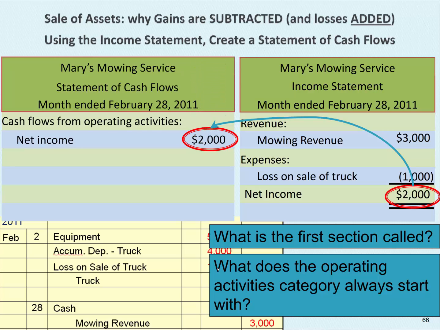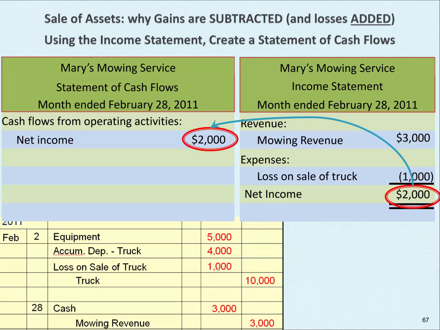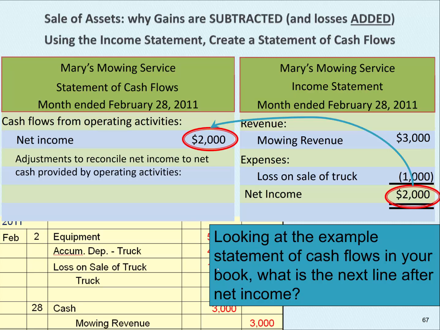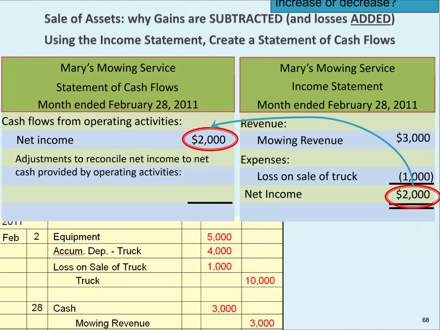And why do we start with net income? Because net income will be approximately the same amount as our cash flows from operating activities. Pretty close, but not exact. And the next section from your book is called Adjustments to Reconcile Net Income to Net Cash Provided by Operating Activities. You don't need to memorize that.